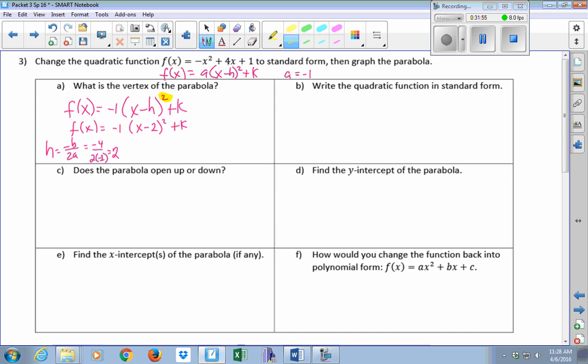The opposite of b up here, Jasper, is 4. So that becomes a -4. A is a -1. 2 times -1 is -2. -4 divided by -2 is 2. Any other questions on that?